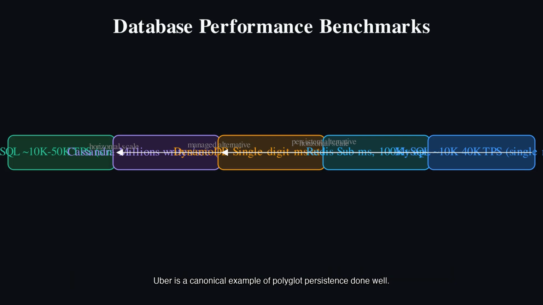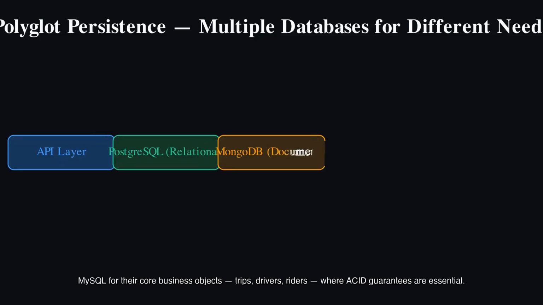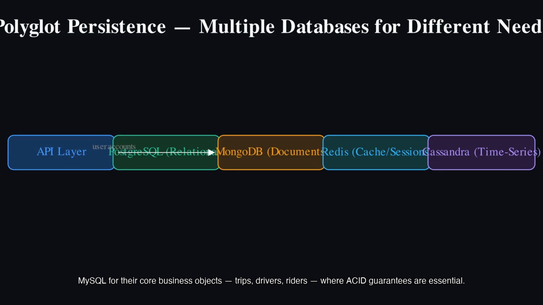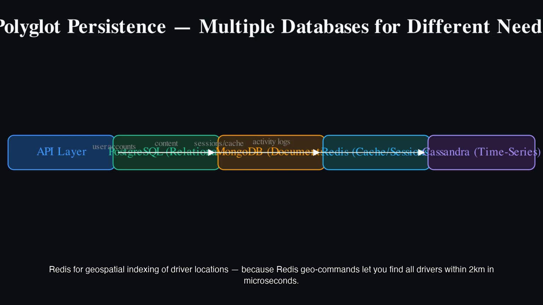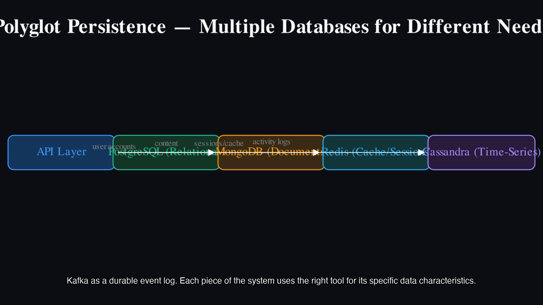Uber is a canonical example of polyglot persistence done well. MySQL for their core business objects, trips, drivers, riders, where ACID guarantees are essential. Schemaless, their own document store built on MySQL for flexible object storage. Redis for geospatial indexing of driver locations, because Redis geo commands let you find all drivers within 2 km in microseconds. Kafka as a durable event log. Each piece of the system uses the right tool for its specific data characteristics.